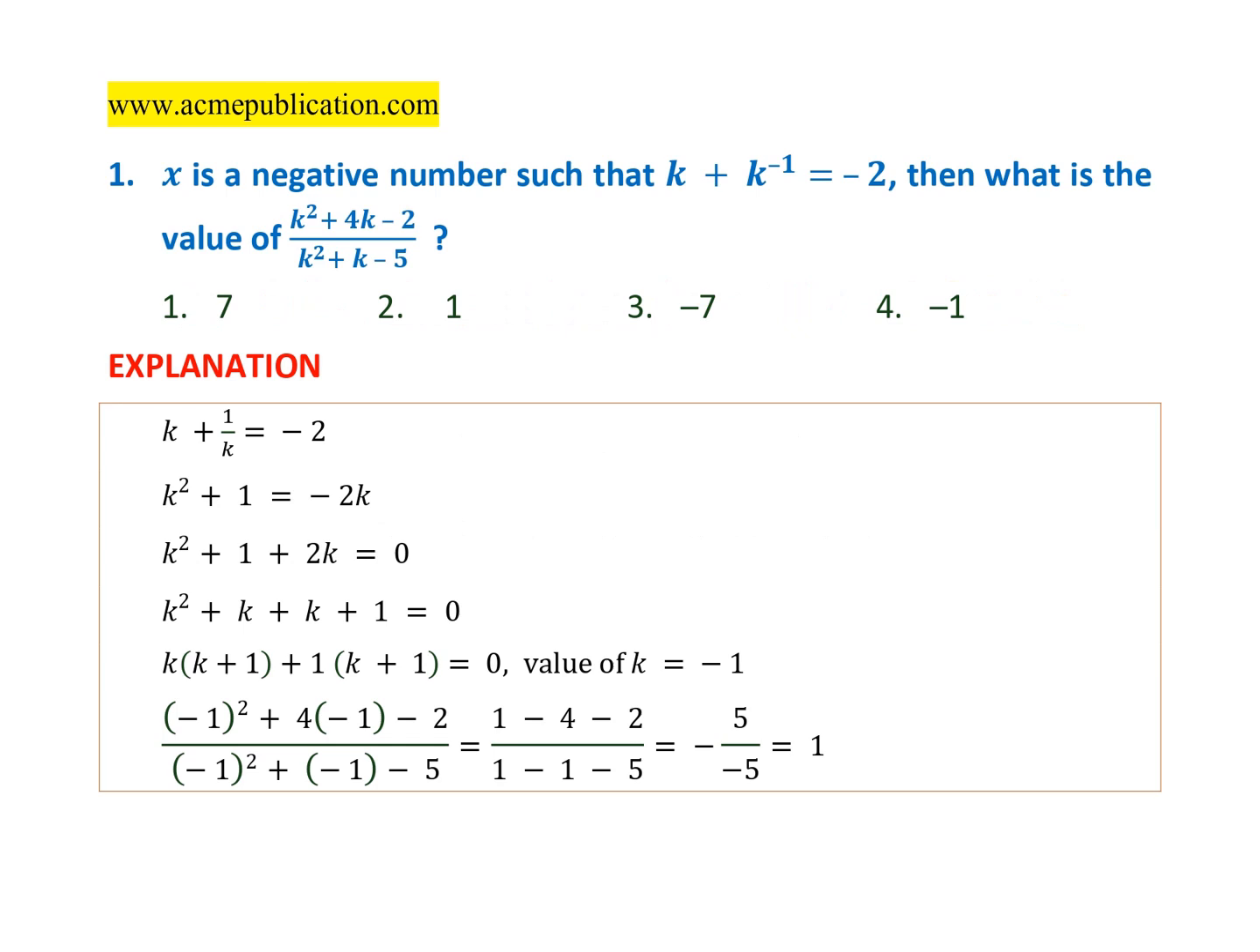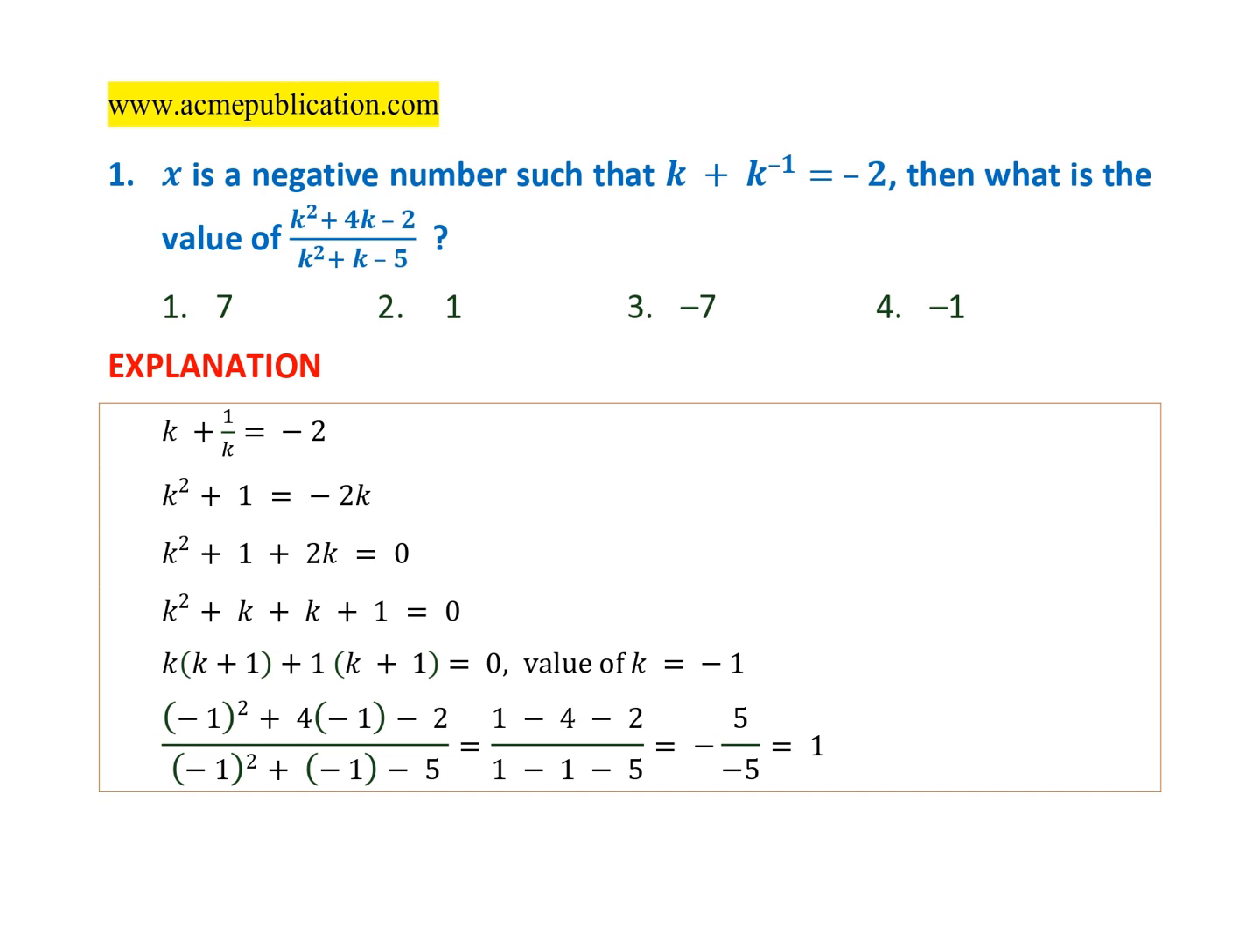Today's first question is: k is a negative number such that k plus k raised to the power minus 1 is equal to minus 2. Then what is the value of (k square plus 4k minus 2) upon (k square plus k minus 5)?